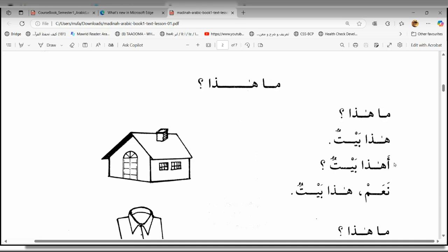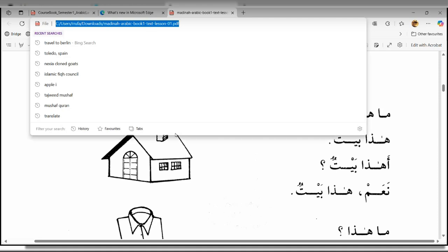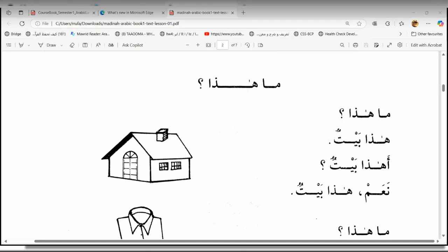So "ma haza" means "what is this?" And "ahaza baitun" is "is this a house?" Yes, that's what it means. So the "a" turns the sentence into a question. Do you understand? Yes. You can turn any sentence into a question by just adding it at the beginning.